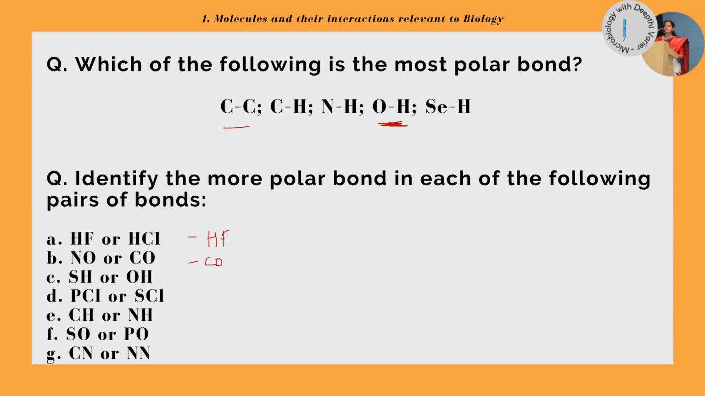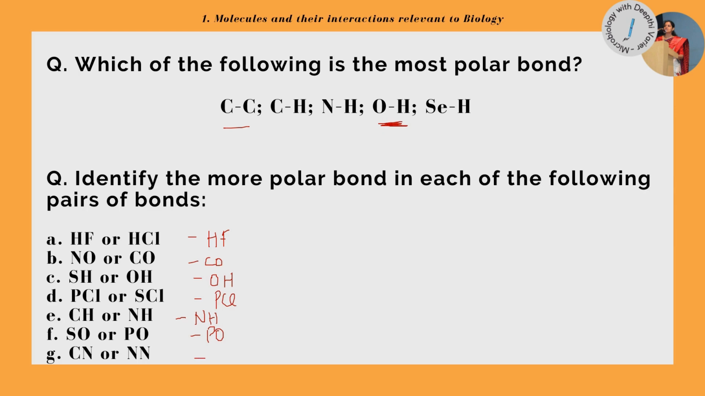Between SH and OH, O is the one which has more difference. So the answer is OH. That bond would have more polarity. Between PCl and SCl, phosphorus and chlorine have more difference in their electronegativity. So this is the answer over here. Between CH and NH, it is NH which has more difference. N and H are much farther away from each other, so that would be the answer. Between CO and PO, again, it is phosphorus which has more difference.